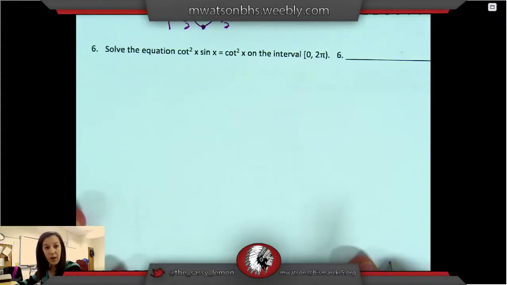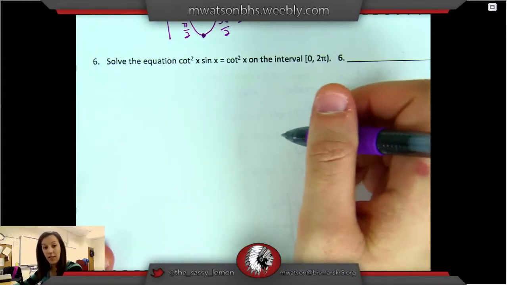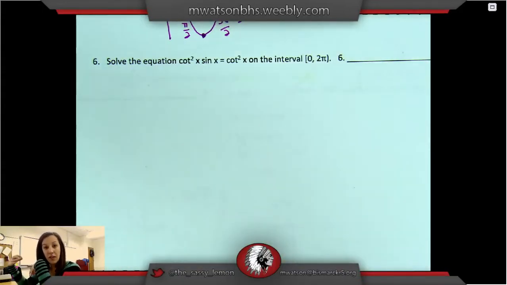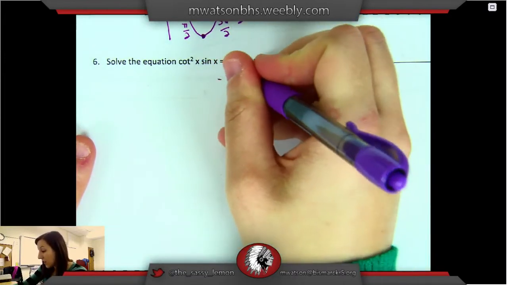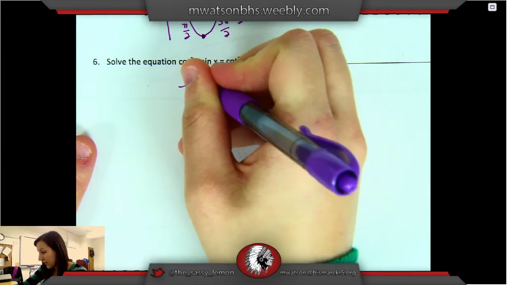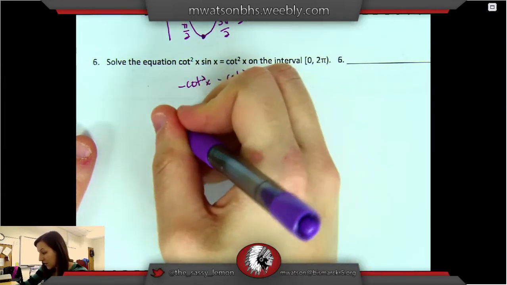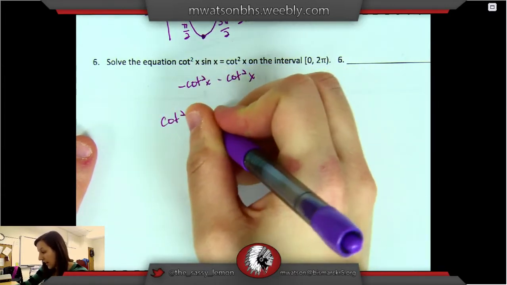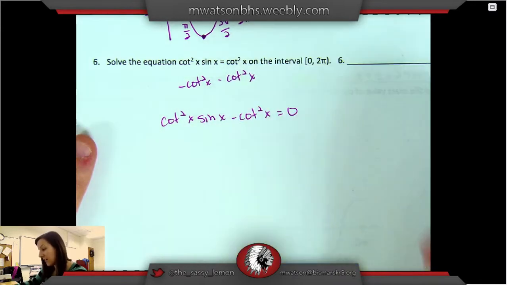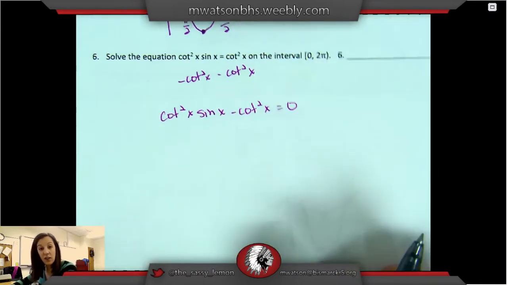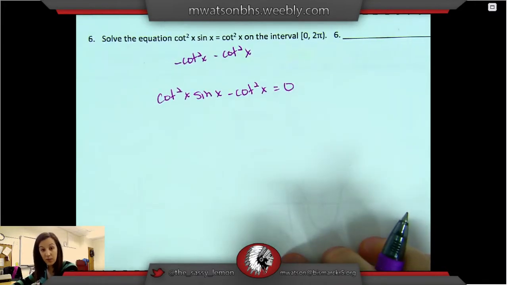This factoring problem, you'll notice it's not set equal to 0. So we need to manipulate it so that it is. I'm going to go ahead and subtract cotangent squared x to the other side so that I have cotangent squared x sine x minus cotangent squared x equals 0. Now that I've got it set equal to 0, I can think about factoring.